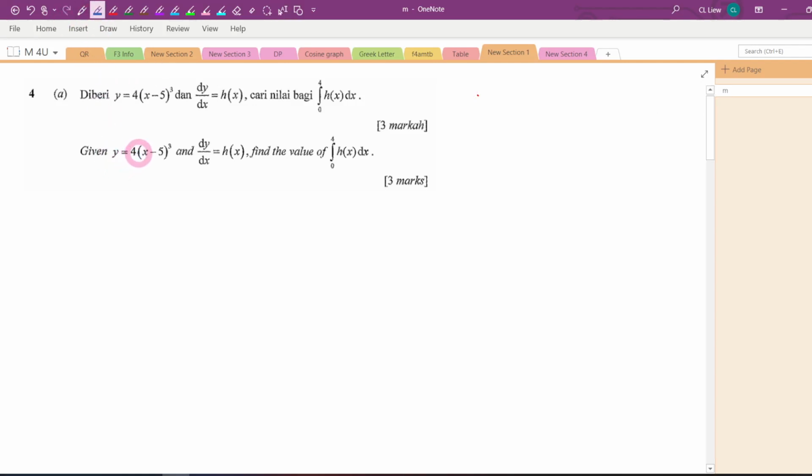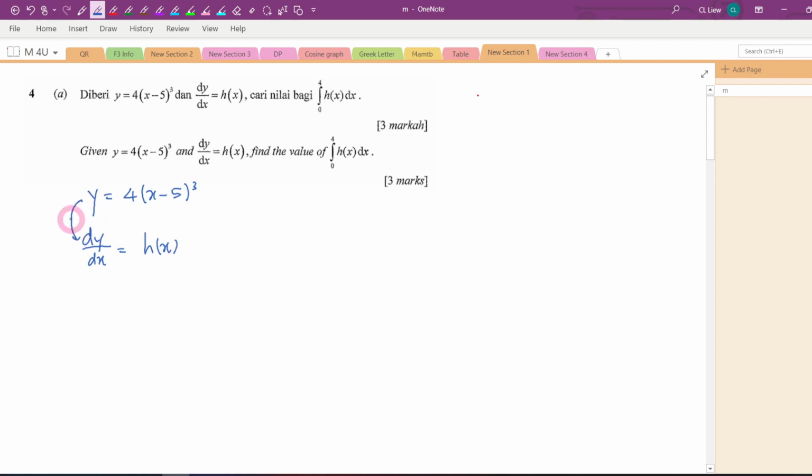Given y is equal to 4 times (x minus 5) raised to power 3 and dy by dx is equal to h of x, we want to find the value of this definite integral. Okay, given by the question, y is equal to 4 times (x minus 5) raised to power 3 and dy by dx is equal to h of x.